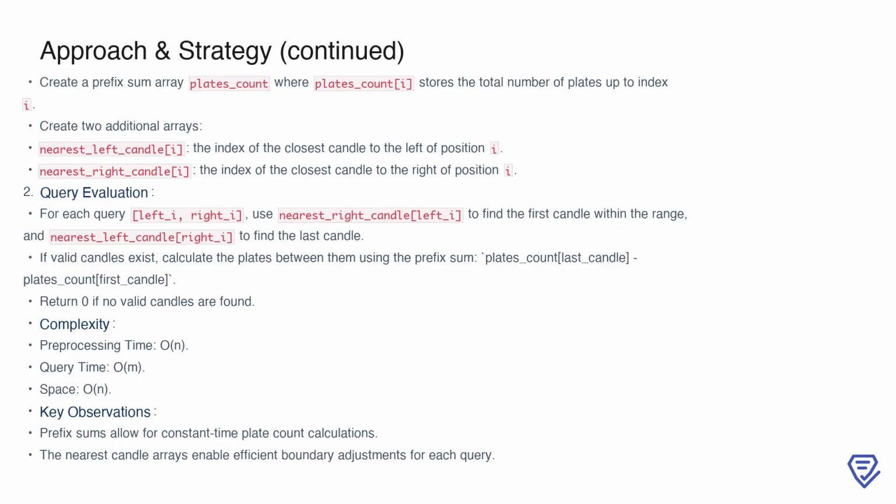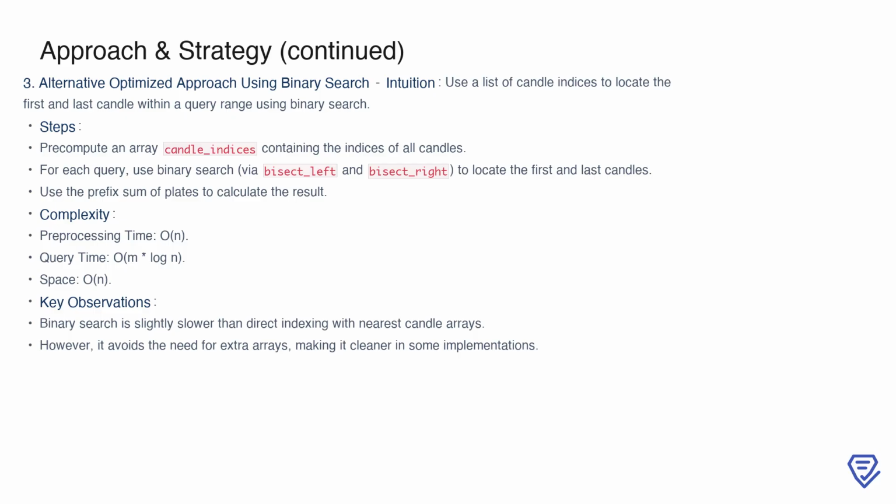This approach reduces the pre-processing time to O(n), the query time to O(1) for each query, and the space complexity is O(n). The key advantage of this approach is that prefix sums and helper arrays allow for extremely fast calculations during query evaluation. Another possible optimization is to use binary search on a pre-computed list of candle indices. In this method, we first create an array candle_indices, which stores the positions of all candles in the string. For each query, we use binary search, specifically the bisect_left and bisect_right functions, to find the first and last candle indices that fall within the query range.